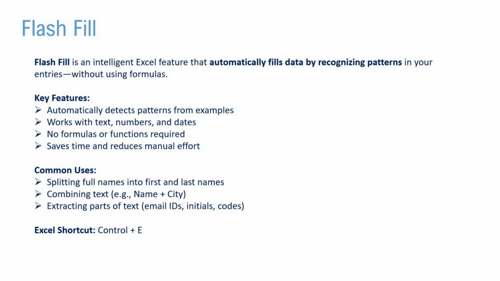Flash Fill is a feature in Excel that automatically recognizes patterns in your data and fills the remaining cells accordingly. Instead of writing formulas like LEFT, RIGHT, MID, etc., Flash Fill simply observes what you type and repeats the pattern for you. Let us understand how we can use Flash Fill with the help of a few examples.